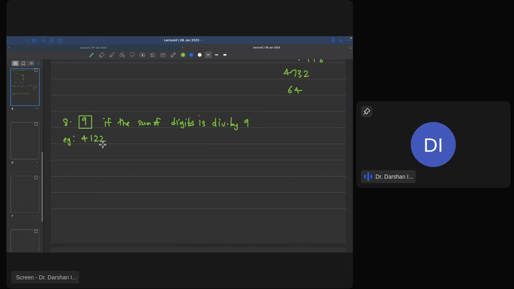So if I consider an example like 4122, what will I do? 4, 5, 6, 7, 8, 9. So 9 divided by 9, remainder 0. So I say therefore 4122 is divisible by 9. Let us consider a bigger number.